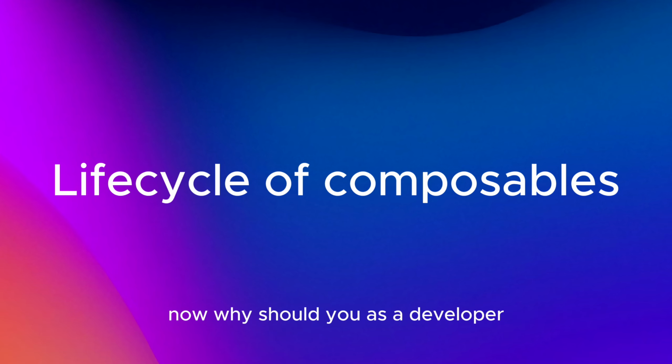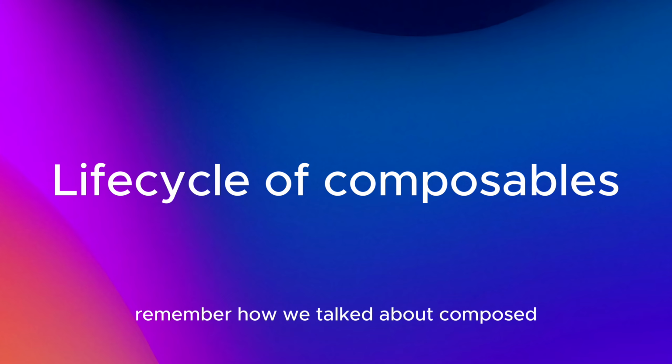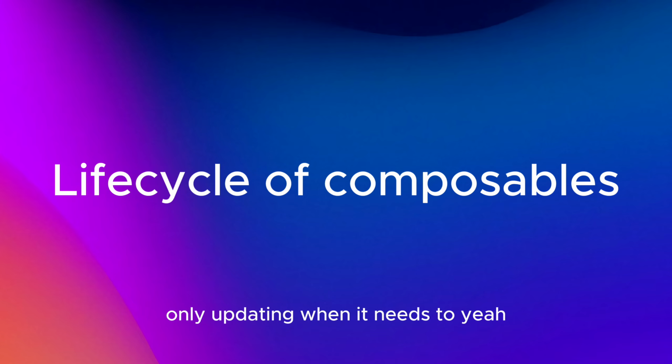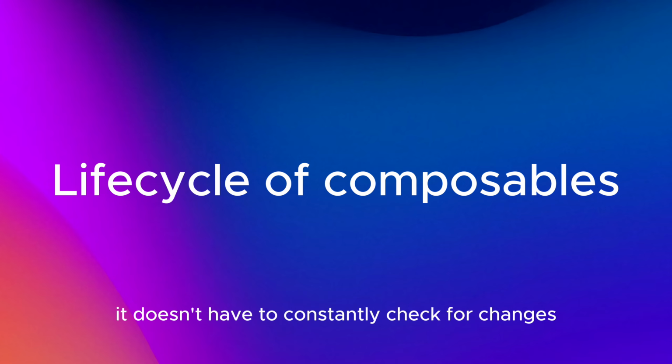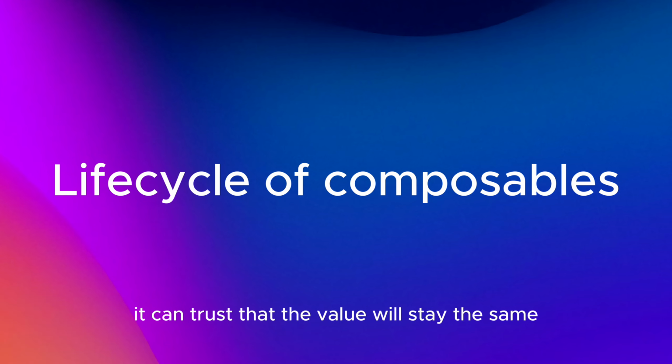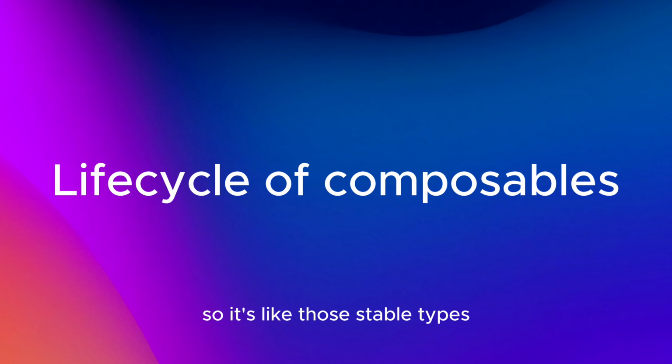Exactly. Now, why should you, as a developer, care if a type is stable or not? Remember how we talked about Compose being smart about its updates, only updating when it needs to? Yeah. Stable types play a big role in that. Because when Compose knows a value is stable, it can relax a little. It doesn't have to constantly check for changes. It can trust that the value will stay the same unless you explicitly tell it otherwise. So it's like those stable types get to skip the security line at the Compose airport. They've already been pre-screened, so to speak. You got it. Less work for Compose, smoother, faster experience for your users.